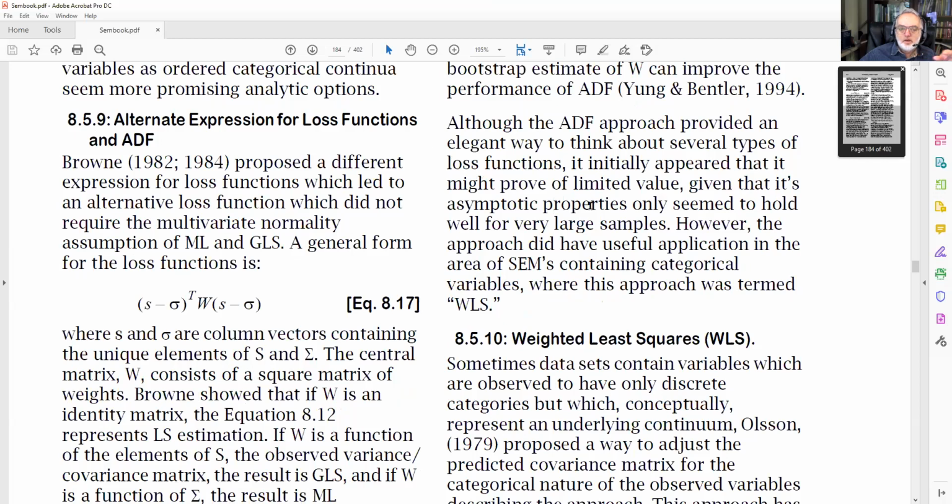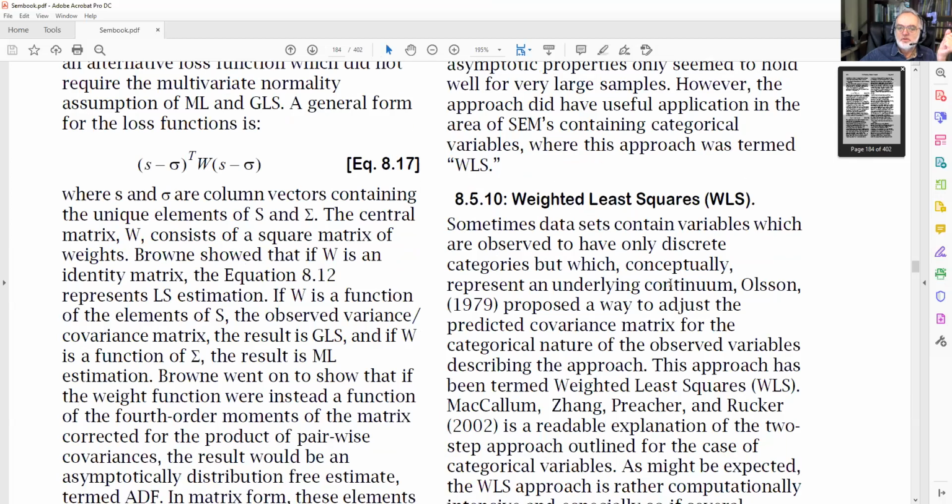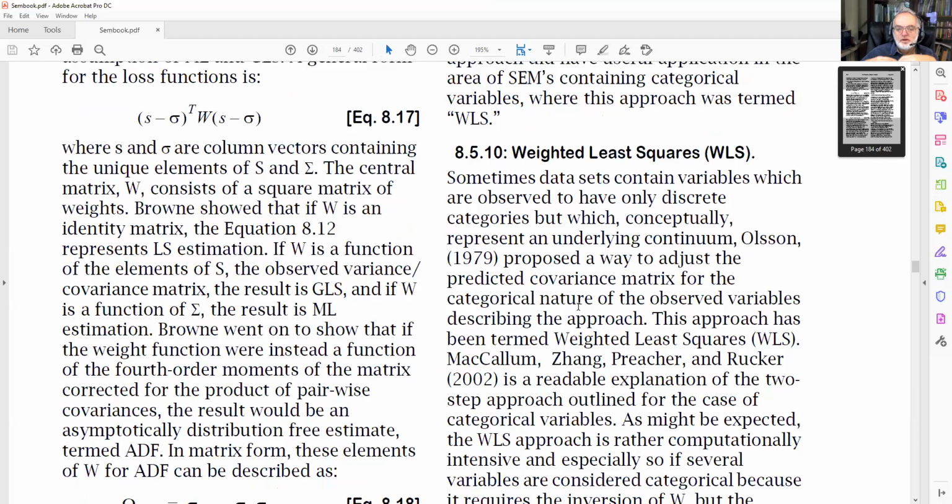Even though ADF loss functions were kind of a failure in practice, the math that went behind it led to something that was somewhat useful. And this gets a little bit to Anne's point, that we can do something called weighted least squares. Sometimes data contain variables that have only discrete values, but represent an underlying continuum. One simple example here might be Likert questions that are 1, 2, 3, 4, 5. That's not really a continuous variable. And weighted least squares is an approach to estimating what that model is via a link function.